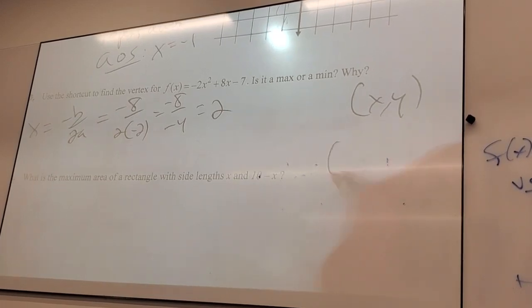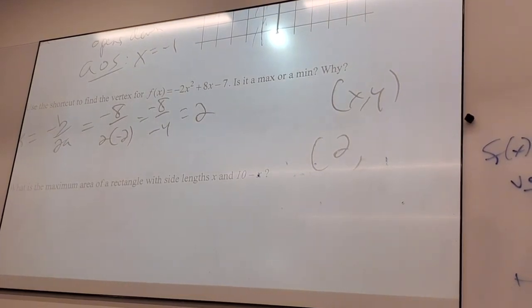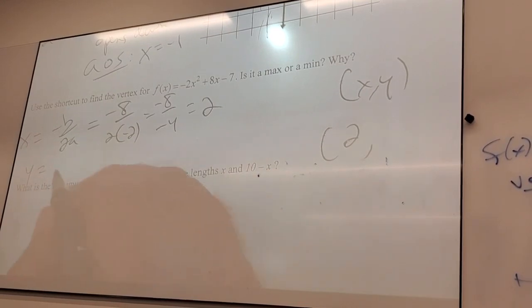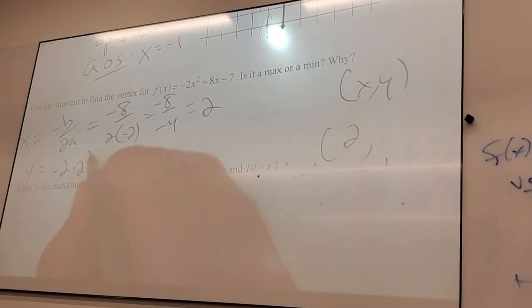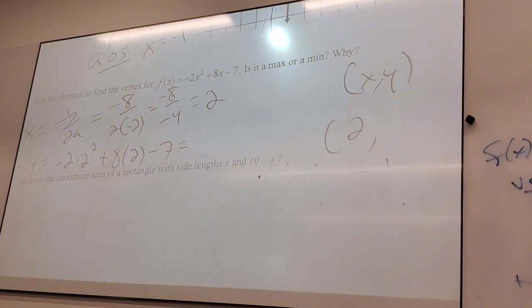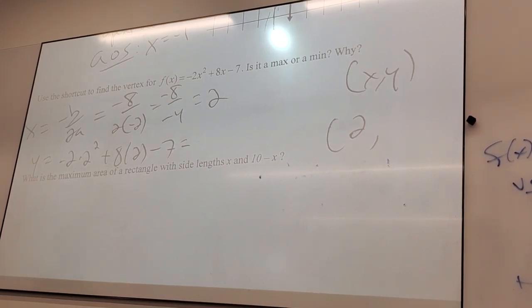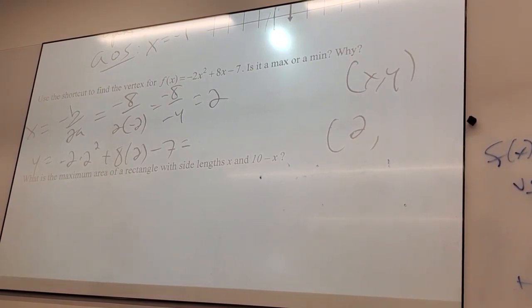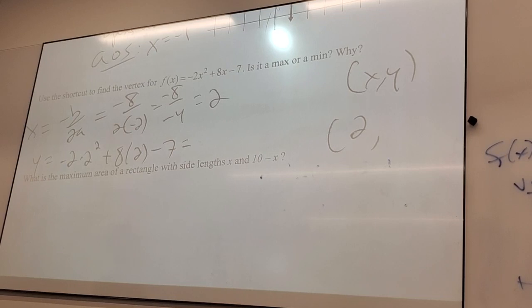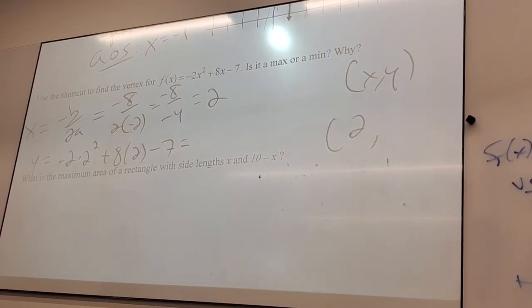That is the x piece of the answer, so how do I find the y piece? Anytime you know the x, you just plug it in to figure out the y. So I get y equals negative 2 times 2 squared plus 8 times 2 minus 7. Is that 5? No, negative 8 plus 16. 16 minus 8 is 8, minus 7 is 1. Is that 1? Yeah.